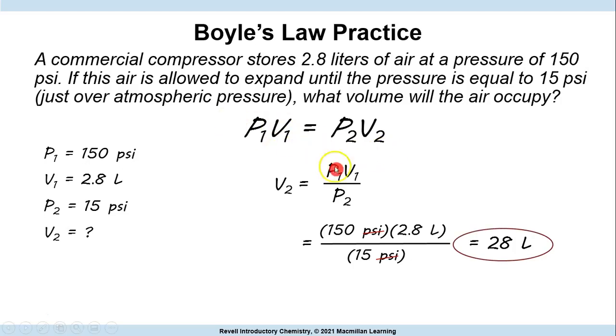Now, let me take you back to the formula. It says that the pressure and volume are inversely proportional. Let's look at P1 and P2 and see what happened. For P1, we had 150 pounds per square inch, and for P2, we had 15 pounds per square inch. So what happened to the pressure? From 150 to 15, it means that the pressure reduced. And we know that Boyle's law states that pressure is inversely proportional to volume. Since the pressure reduced, it means that the volume is going to increase. So we see that our initial volume was 2.8 and the final volume is 28 liters. So that has been verified.